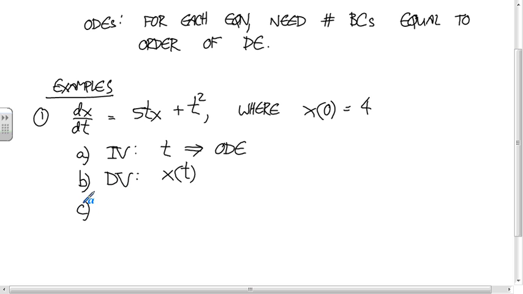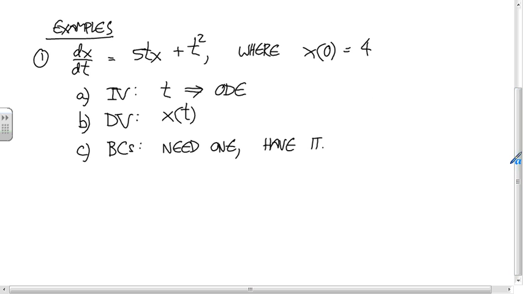Okay, how many boundary conditions do we need, and do we have them? Well, we have one equation, and the order is first, right? There's only a first order derivative. So we need one, and do we have it? Yes, we have one value of time where we know the dependent variable value. That's x of 0 is equal to 4. So if you have the boundary conditions you need, you can solve this. If you don't, you can't solve it. So this tells us that we can proceed and try to solve this differential equation now. That doesn't mean we're going to be able to solve it, but it means that we can at least start to approach solving it.